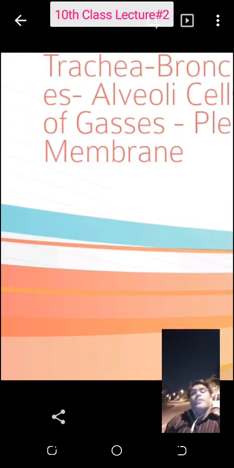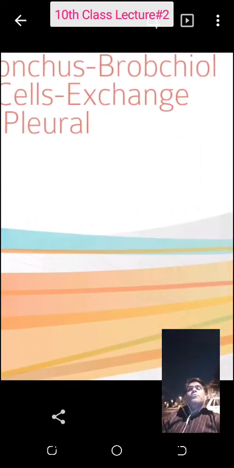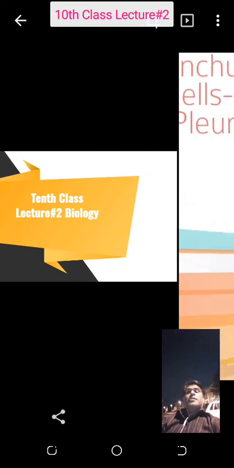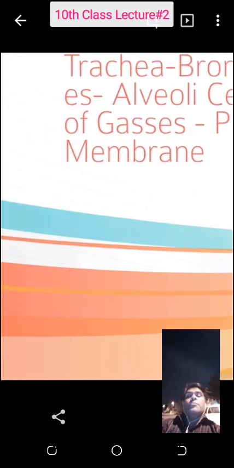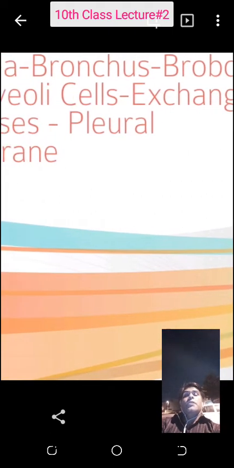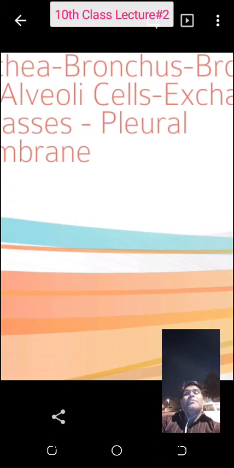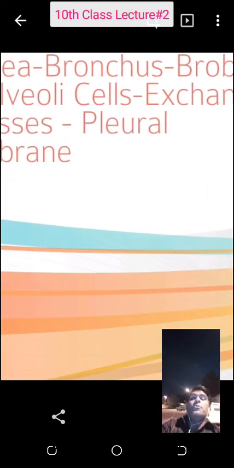So the trachea opens into the bronchus, the bronchus opens into bronchioles, and the bronchioles open into alveoli. Alveoli cells are the area in which exchange of gases takes place. Pleural membrane is an additional word I wrote here. It is basically the membrane of the lung, which I will discuss later.